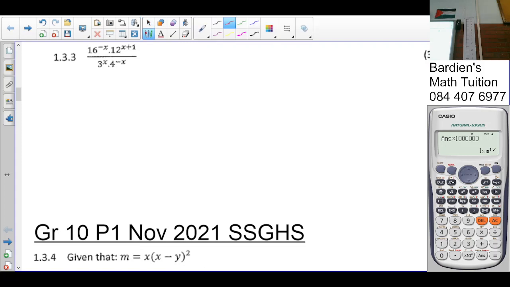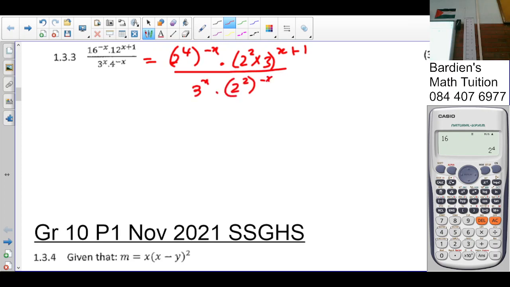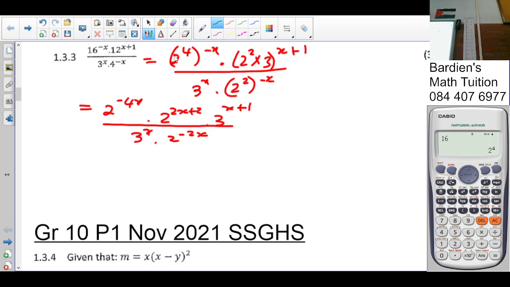So here we're going to break up the bases into products of their prime factors. So 16, we put 16 equals shift factorize button there. So it's 2 to the 4 raised to negative x times 12. We do it on the same account. It's going to be 2 squared times 3. So it's 3x. 4 came in next, 2 squared. Now this step is not needed. Okay, if you are comfortable enough to do it without that step, you can do it. There's no mark allocated to this. The mark comes in the next step. So it's 2 to the minus 4x times 2 to the 2x plus 2 times 3 to the x plus 1 over 3 to the x times 2 to the minus 2x. Remember, we're multiplying the exponent in there.